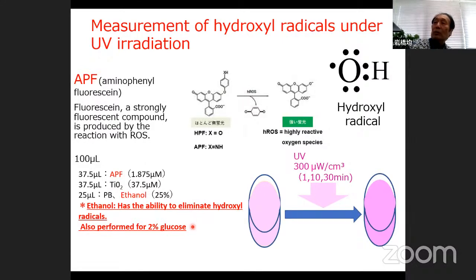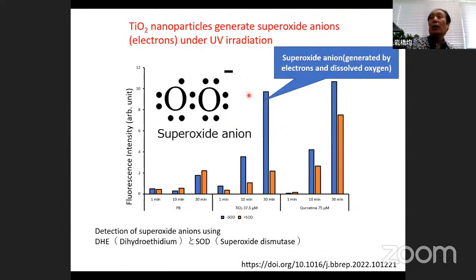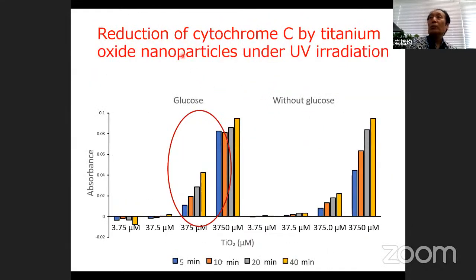And I also put glucose because ethanol and glucose have a similar structure. And this is a hydroxy radical. And glucose decreases hydroxy radical production. So that means glucose scavenges hydroxy radical. So glucose in the medium decreases hydroxy radical. But on the other hand, it cannot decrease superoxide anion or electrons. So, for example, cytochrome C is reduced by superoxide anions. We checked reduction of cytochrome C in the presence of glucose and without glucose.